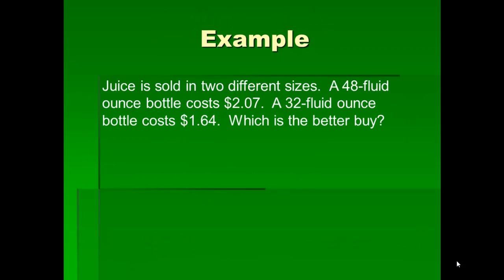Example: juice is sold in two different sizes. A 48 fluid ounce bottle costs $2.07. A 32 fluid ounce bottle costs $1.64. Which is better to buy?